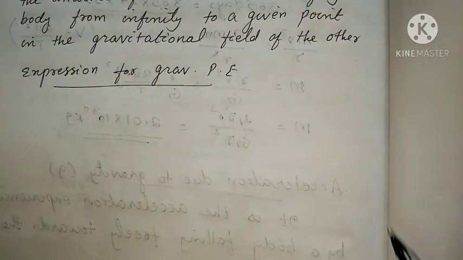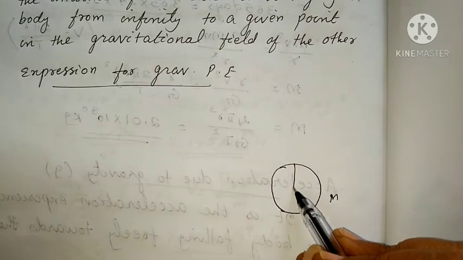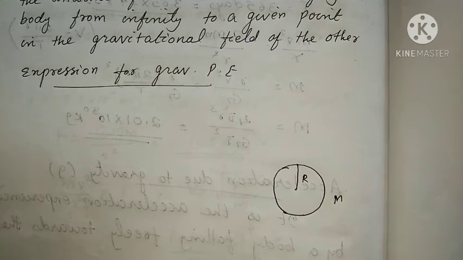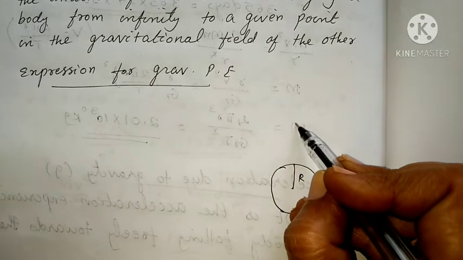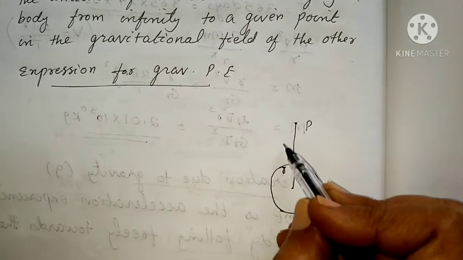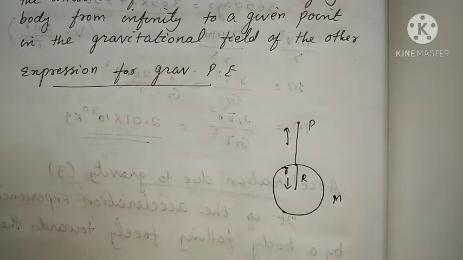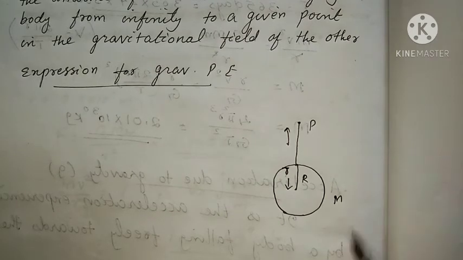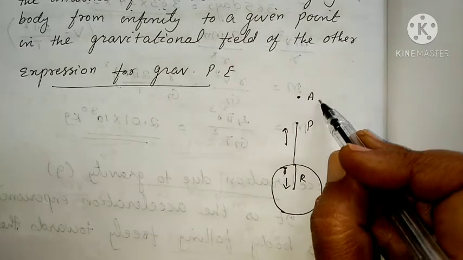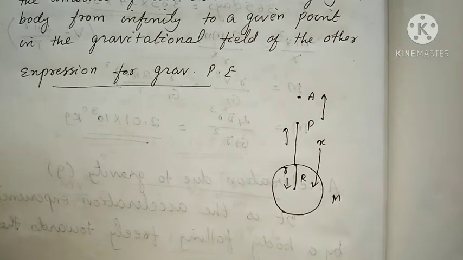For that, we can consider the earth of mass M and radius capital R. Then we consider a body of mass m at a point P, at a distance r from the center of the earth, where small r is greater than capital R. Then at a particular instant, if the body is at a point A, the distance of the body from the center of the earth is x.